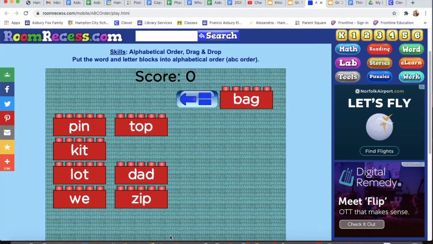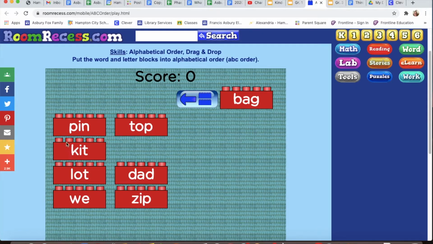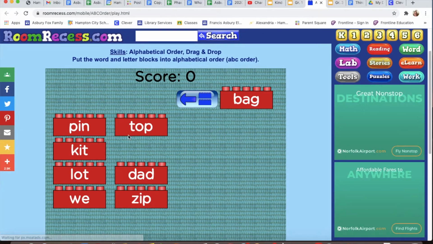A, B, C. Do I have any words that start with the letter C? No. A, B, C, D. Do I have any words that start with the letter D? I sure do, right here, dad. So I'm going to move dad up here to be my next word. Good job. So let's do our ABCs again.